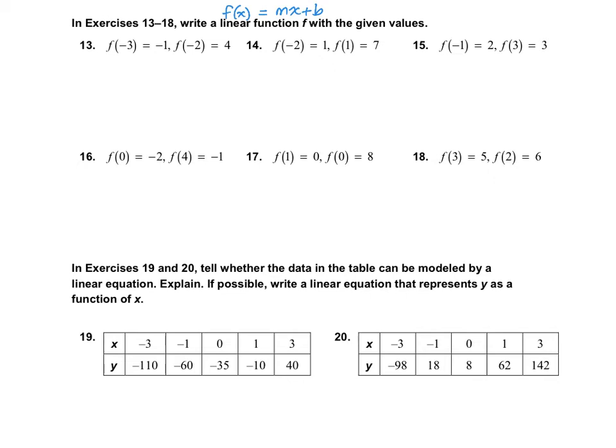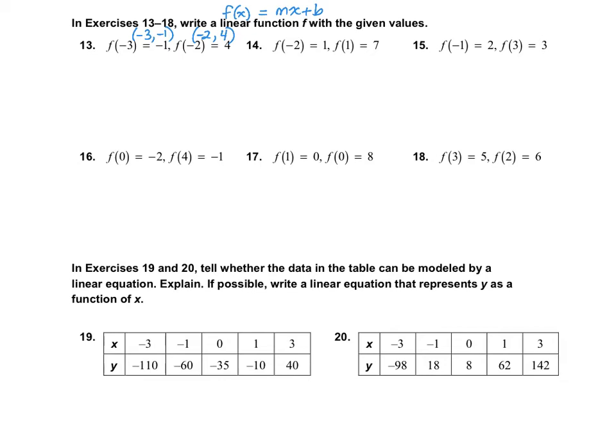Number 13, we have f of negative 3 is equal to negative 1. So that means this point is negative 3 comma negative 1. Then we have f of negative 2 is negative 4. So that means when we plug in negative 2 as our x, we get out negative 4 as our output. So that's going to be our y. Okay, so this time we're going to do what I showed you back on page 103, where you were given 2 points and you have to find the equation.